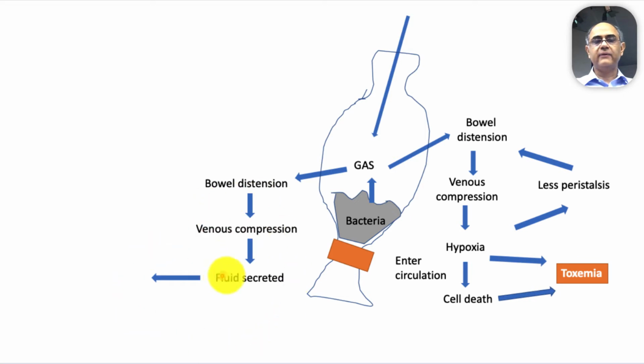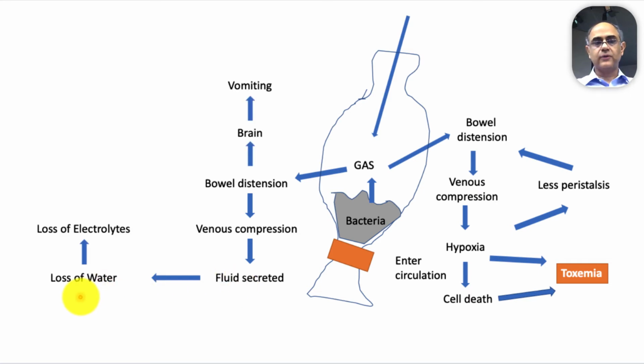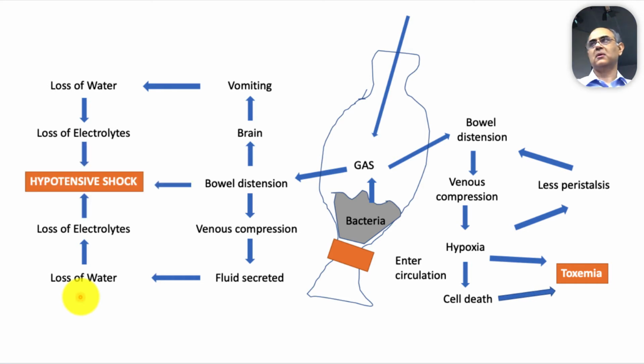If you see this side, when there is venous compression, the gut will produce some fluids and there will be loss of water and electrolytes. Also, due to these distensions, the patient will have more and more vomiting, and this vomiting will also result in water and electrolyte loss, resulting in what? Hypovolemic shock. So in intestinal obstruction, the patient will have two sorts of shock, the hypovolemic shock as well as the septic shock. So our goal of treatment in intestinal obstruction is to correct and prevent the hypotensive shock by correction of fluid and electrolytes, and prevent the patient going into toxic shock.